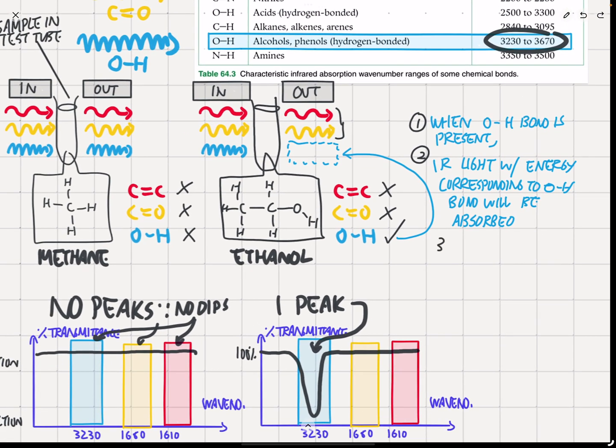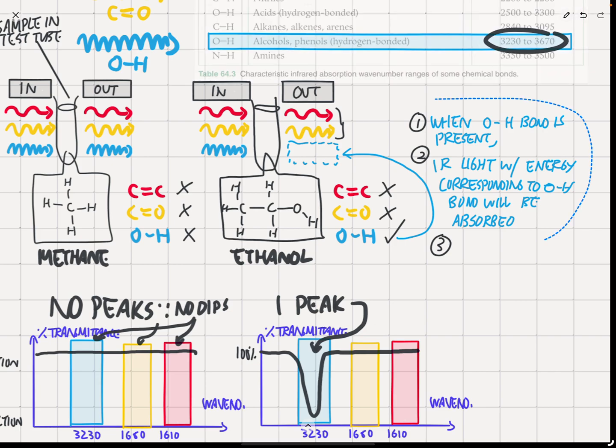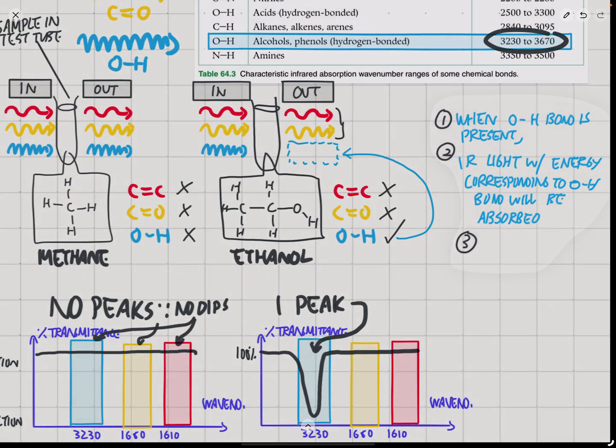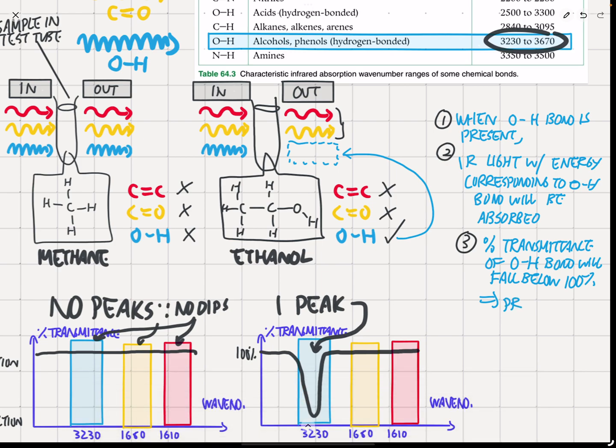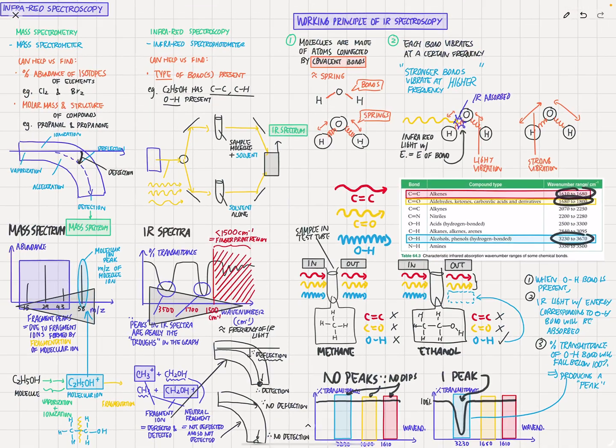So let me put on the third point here. Infrared light with energy corresponding to that of an O-H bond will be absorbed, and the percent transmittance of the O-H bond will fall below 100%, producing a peak. So this is what you see here. This is where 100% is, and it will fall below that. So that produces a peak, which looks more like a depression on the graph. So that's the working principle of infrared spectroscopy.